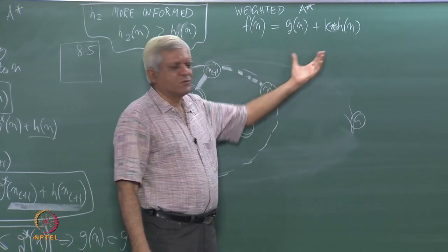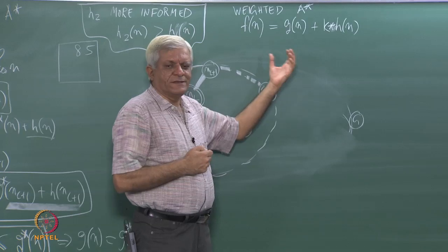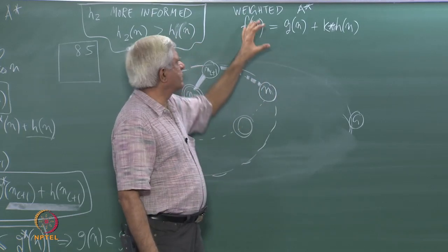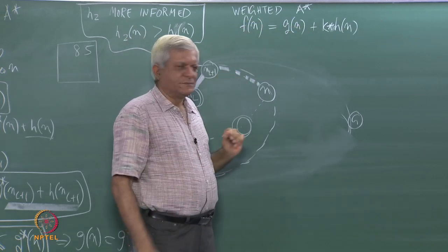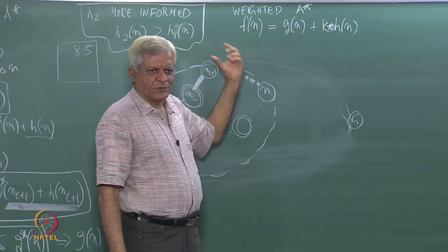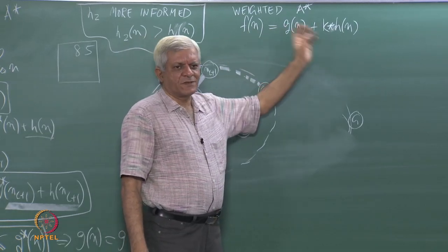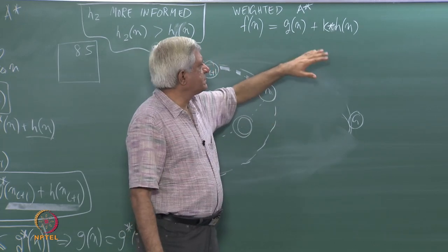Now, notice that there are these two influences on the A star algorithm. G of n is trying to keep it, because we are always going to pick the one with the lowest f value. So, low g means it is close to the source, and low h means it at least thinks it is close to the goal.